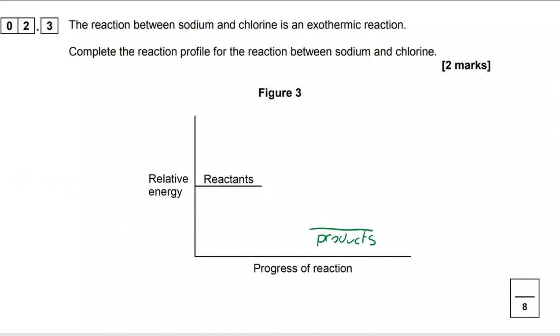For the second mark, we've got to reflect the fact that this reaction has an activation energy. You must put energy in to initiate it. So the second mark is for showing this upward vertical bump. There's the activation energy from level with reactants up to the peak. And that takes us to the end of the question.